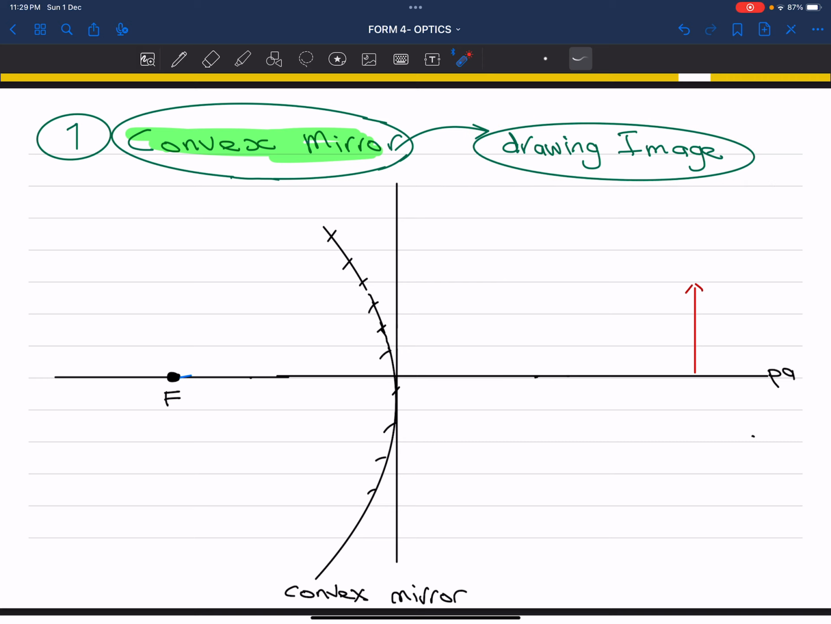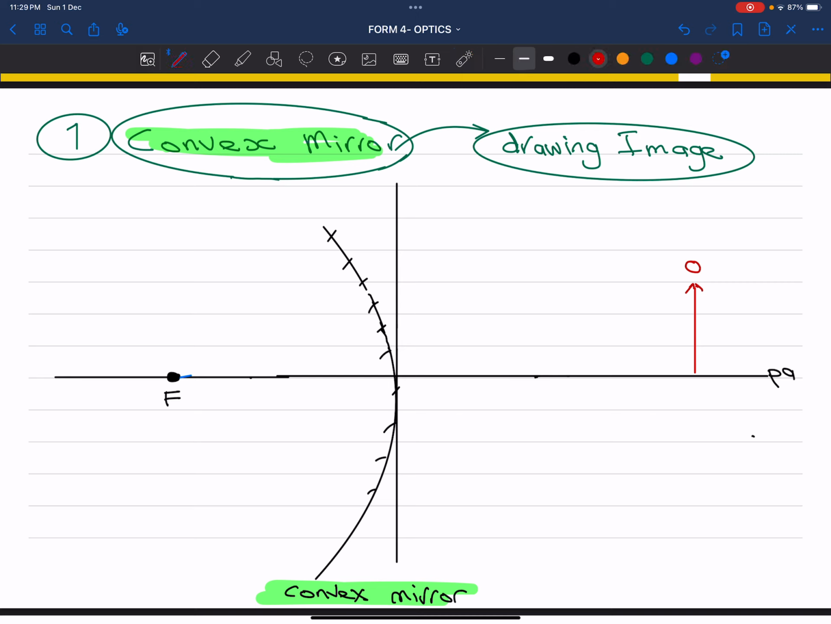First of all, I have drawn the convex mirror, this curved line, and the vertical line representing the convex mirror. Okay, this is the convex mirror. And then I have drawn the principal axis and the focus point F and the object O. The object I've drawn as an arrow. Now to draw the image, we are going to use two properties of light ray.